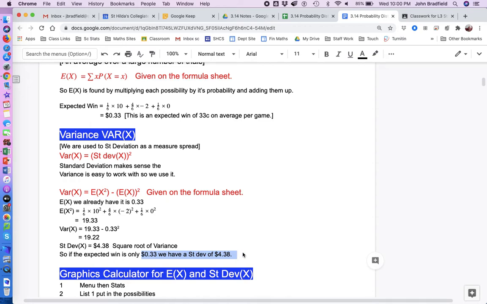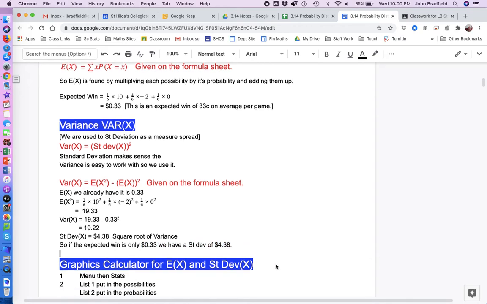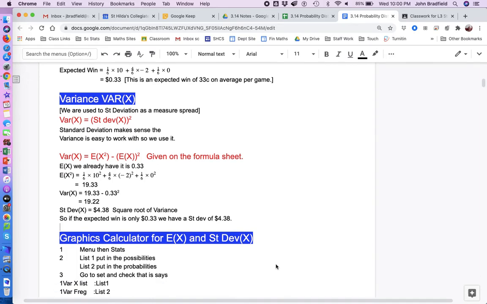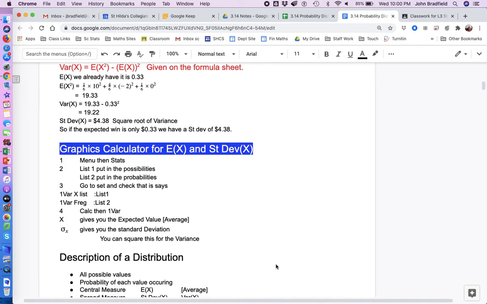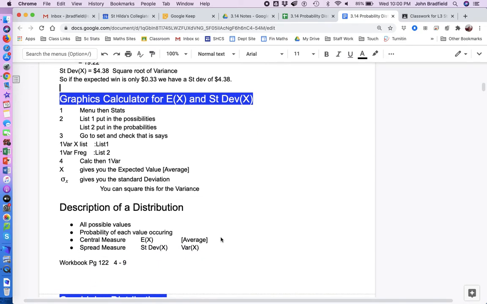Now, you can find both of those values on the graphics calculator. I'll add in an extra little clip just going over that using the stat end of the calculator, which we'll get quite familiar with by the end of this. And at the bottom of the page of the notes is a description of how to do that.